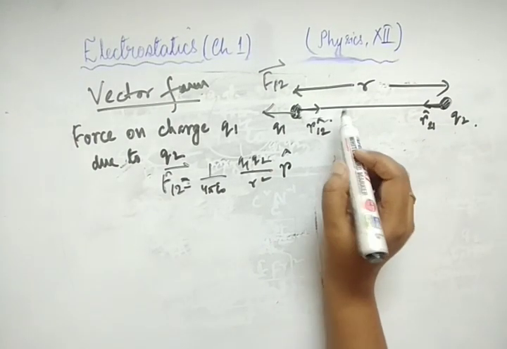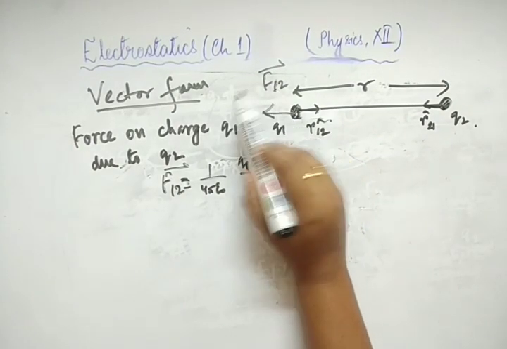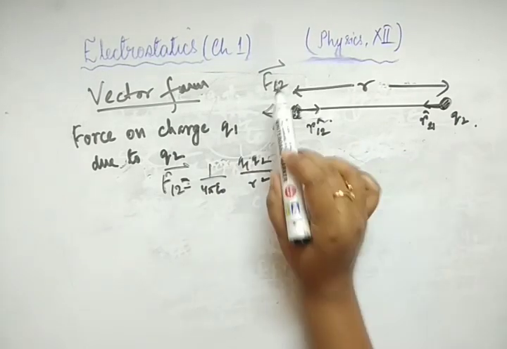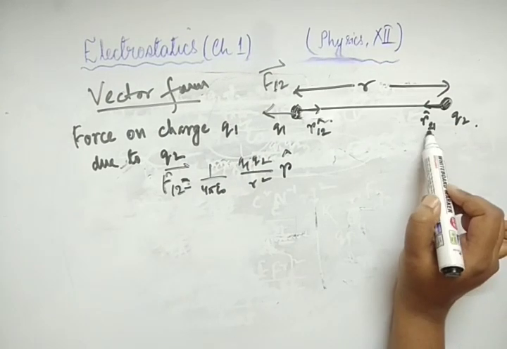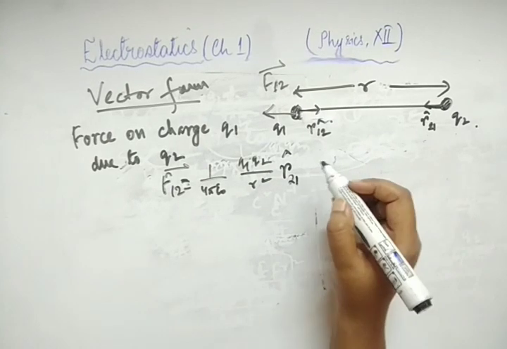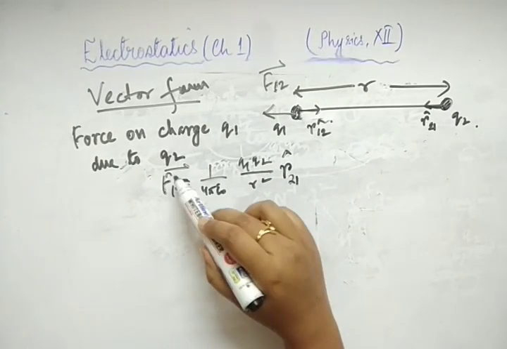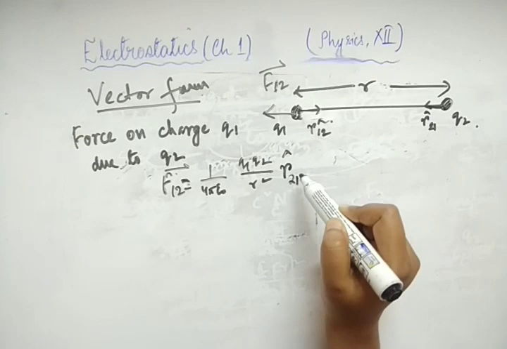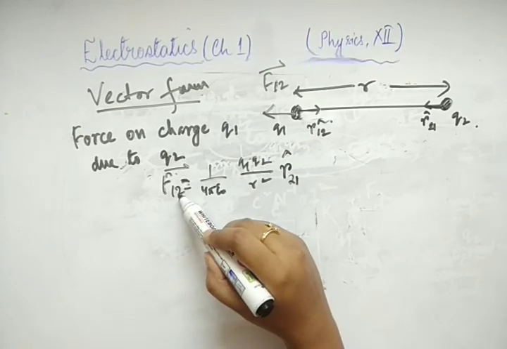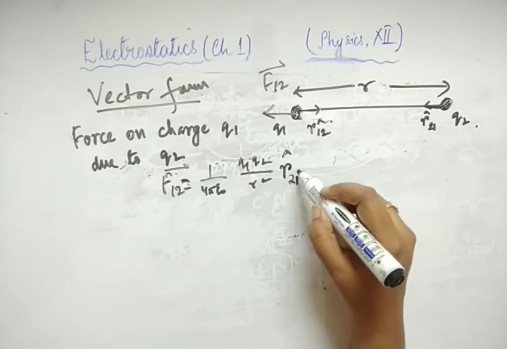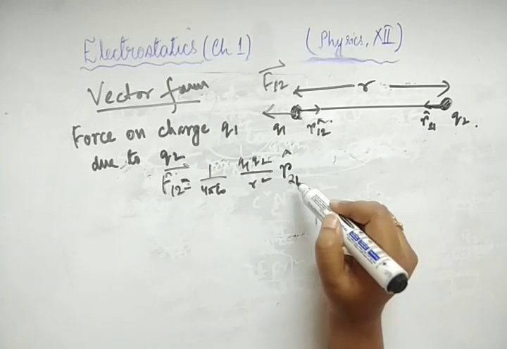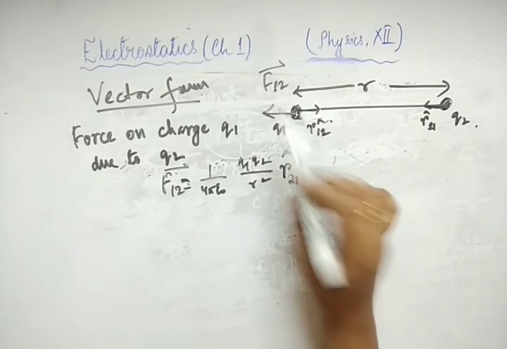But you see this force is in which direction? It is in this direction towards the left, and the left direction is signified by this unit vector R21. So here we will write R21. We have to remember that you have to represent the direction by writing something here. So we are writing the unit vector to denote the direction of this force. This unit vector doesn't change the magnitude; it only signifies the direction in which this force is pointing.